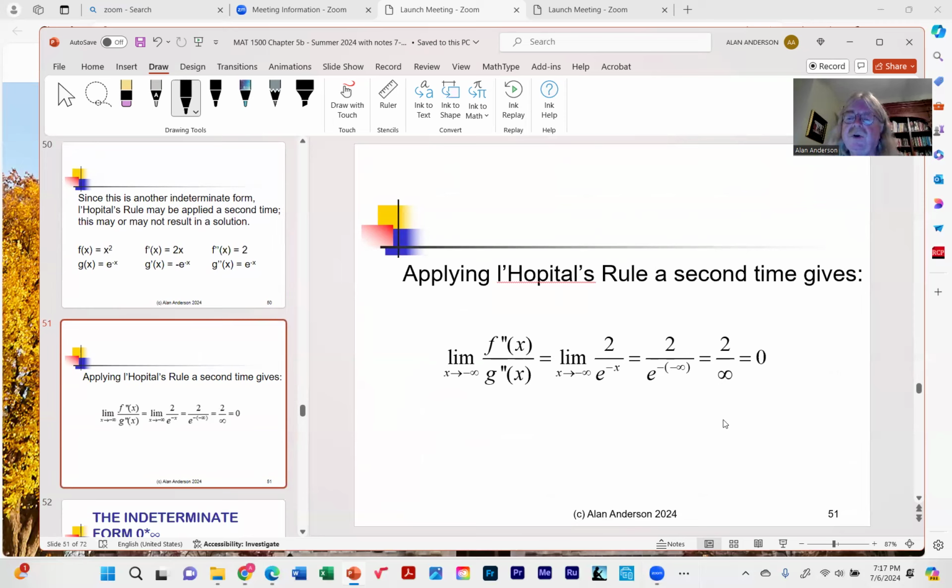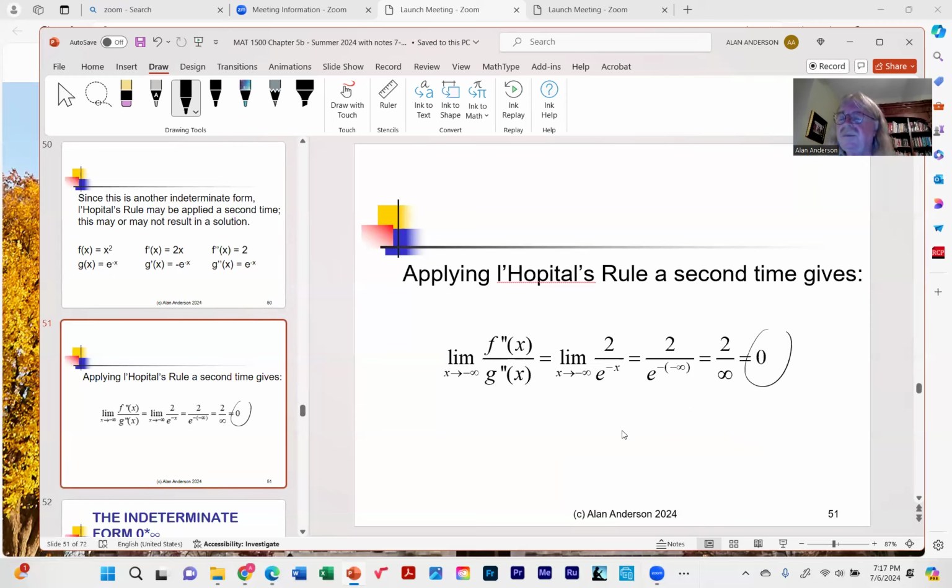But now here's the interesting part. Because we have a constant over infinity, that gives us a limit of 0. Because in the denominator, the number is getting larger and larger and larger while the numerator is remaining the same. So that means that the limit is 0. And now we have an answer. We don't need to go any further. So in other words, we applied L'Hopital's rule twice, and we ended up with a solution.